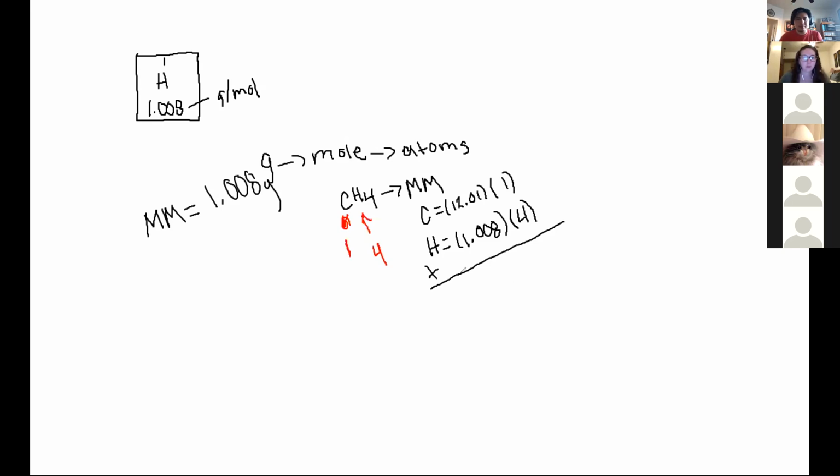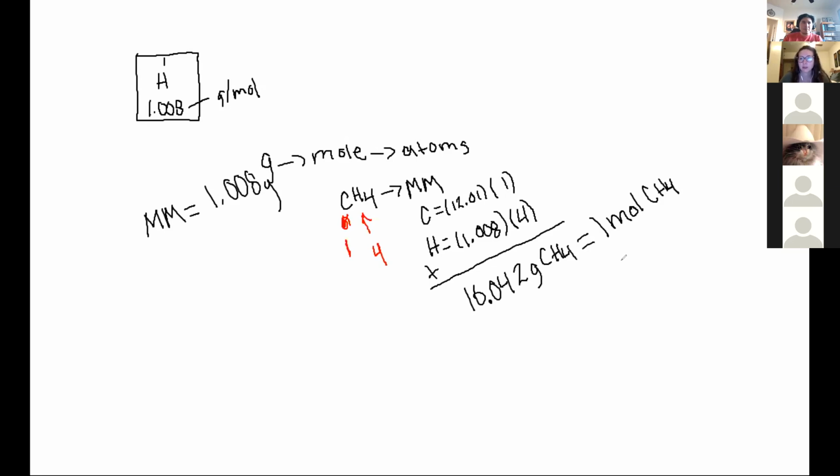So yeah, 16.042 grams of methane, okay? But we just talked about how the unit for molar mass is grams per mole. So if we had 16.042 grams of methane, it's equal to 1 mole of methane. Okay, so that makes sense.